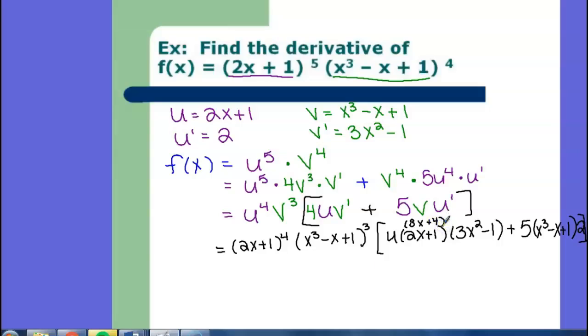So you have 8 times 3, which is 24x cubed. 8 times negative 1. 4 times 3. And 4 times negative 1. I'd take the 5 and the 2 and make a 10. And then distribute my 10 in. And remember, these two sort of just tag along. They're along for the ride right now.